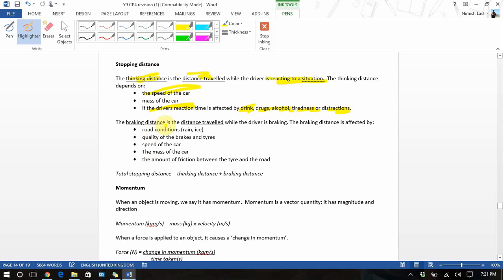And the braking distance is the distance actually travelled while the driver is braking. So that's like road conditions, brakes and tyres, the speed of the car, the amount of friction between the road and the tyres. So stopping distance equals thinking distance plus braking distance. That equation is never given to you. Remember that we can measure the reaction time of somebody by dropping a ruler and seeing how far up the ruler they can catch it.